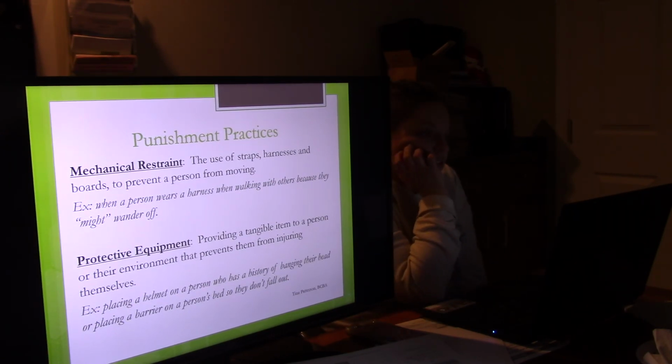Mechanical restraint, obviously we don't have to worry about that here. The use of straps, harnesses, and boards to prevent a person from moving, like strapping them down. Oh my gosh. Or when a person wears a harness when walking with others because they might wander off.